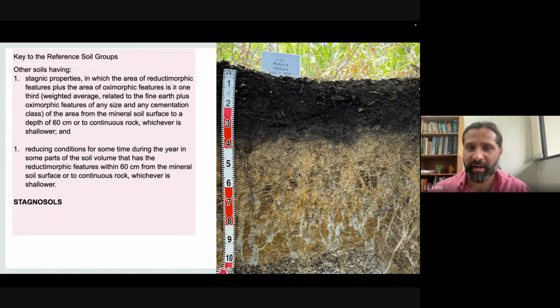So these stagnant properties start to express as a reducing in the voids. So the voids between aggregates start to represent some gray colors. So you can see these gray colors expressing reducing of the walls of the aggregates. So the walls of the aggregates start to reduce iron.